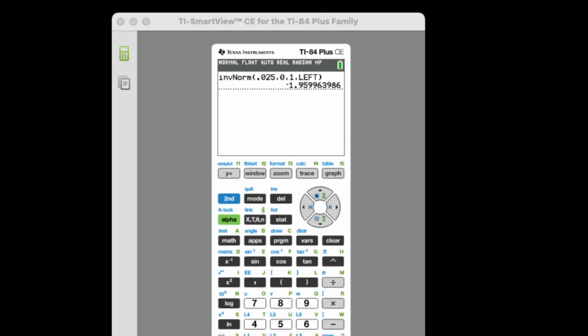TI. Second distribution. What we did was go to inverse norm. This is going to give us our critical values. Now we put the 0.025 for 2.5%. Mu is 0, sigma is 1. Yes, it's a left tail. And so we get negative 1.96. Is that right?